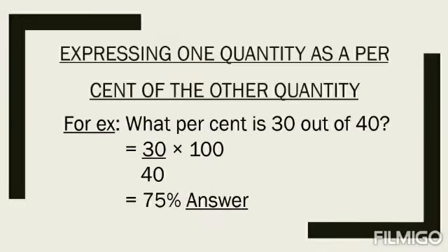Next topic is if we have to express one quantity as a percent of the other quantity. For example, what percent is 30 out of 40? In that case, we will write 30 out of 40, 30 by 40. And we have to convert into percent, then multiply it by 100. When we will solve, 75% will be the answer.